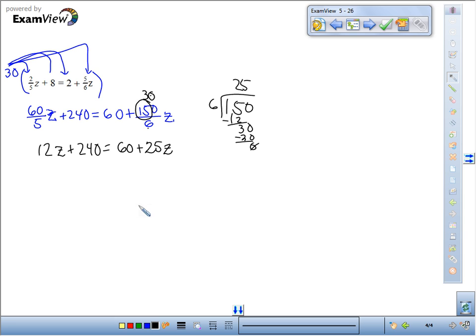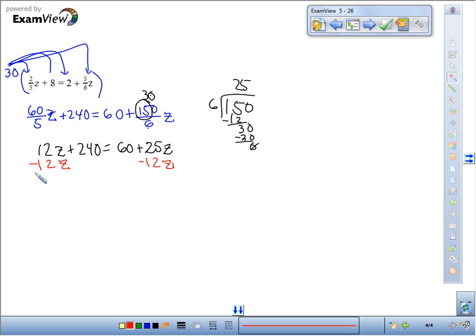Are we there so far? So now, notice here, we can't simplify the left side of the equation, or the right side of the equation. Now we need to get all variables to one side. Where do you want to start? With the 12z or the 25z? So we subtract 12z from each side. Which is the smallest? The 12z.